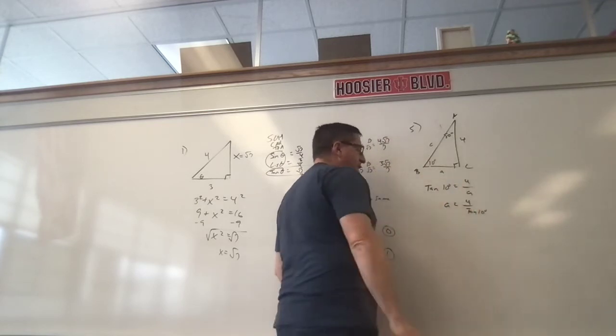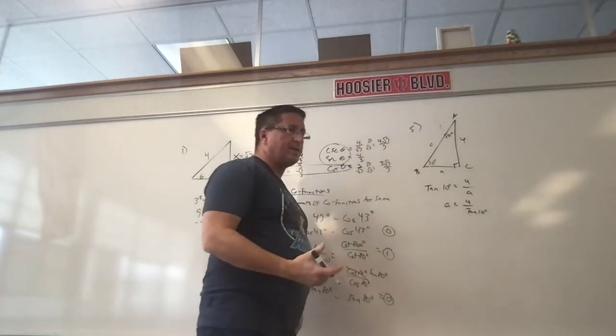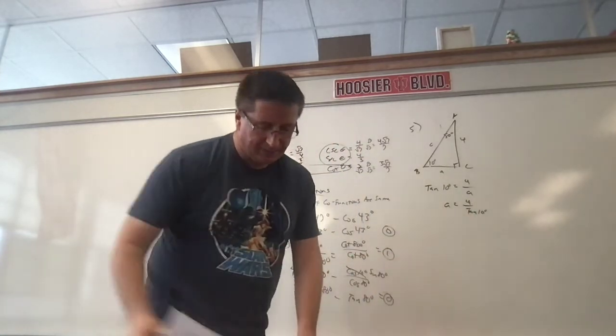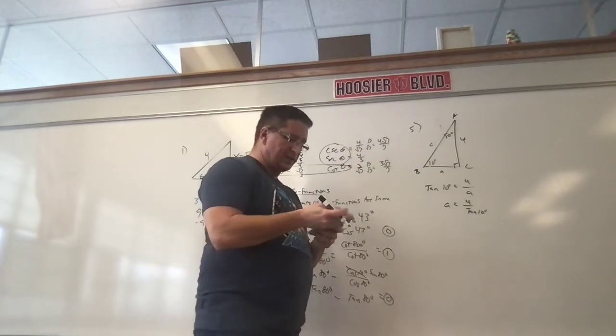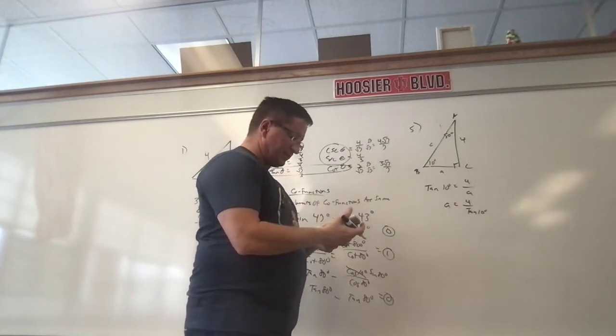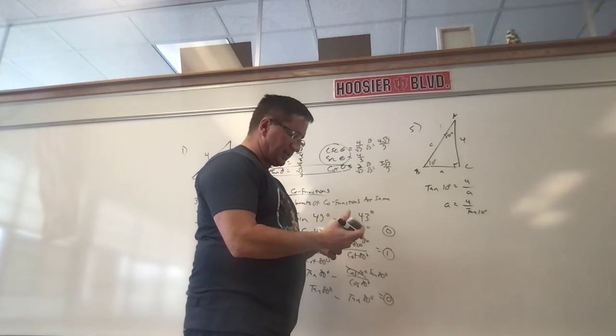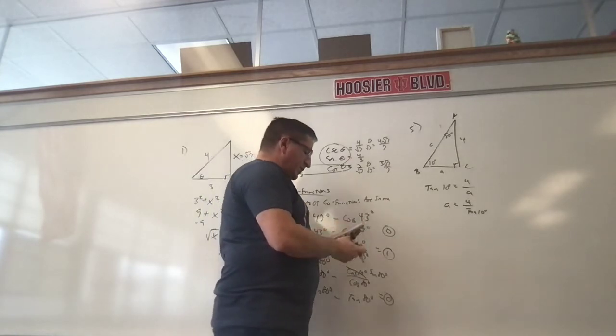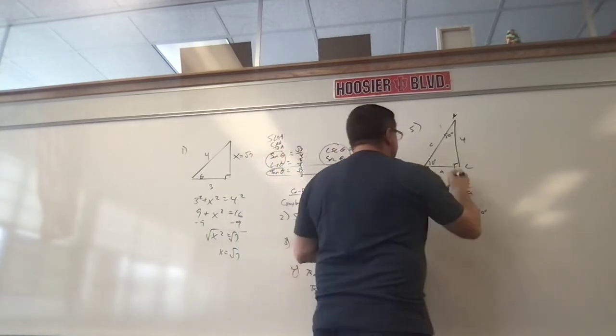Then we type in A equals 4 over the tangent of 10. I'll type it in right now. Make sure you're in degree mode. You're definitely going to need calculators on this test. 4 divided by the tangent of 10, and to two decimal places, it's 22.69.